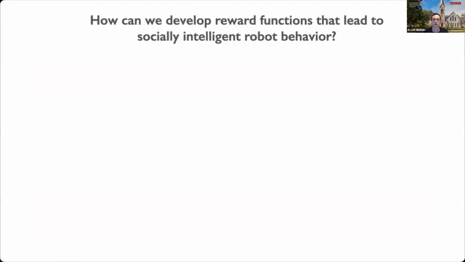Okay, so the core question we'll be looking at then is, how can we develop reward functions that lead to socially intelligent robot behavior? So I'm going to talk a little bit first about some existing work that's out there right now on learning reward functions or inferring reward functions from people's preferences. And this is an increasingly popular way of doing reward inference that sidesteps a lot of the really tricky problems of learning from optimal demonstrations, for example, with inverse reinforcement learning.